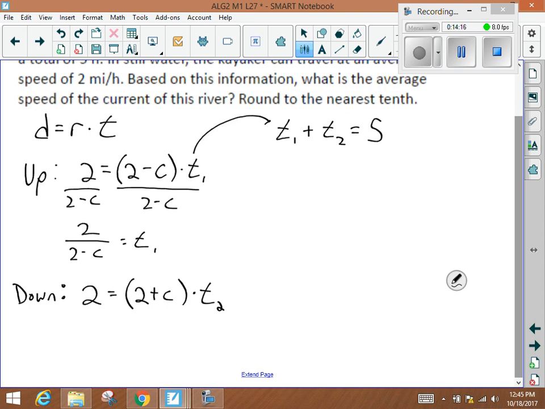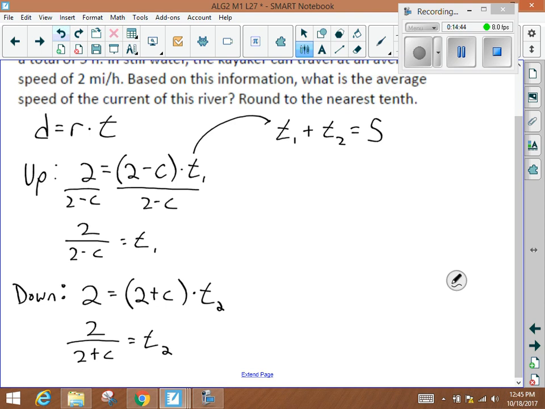I'm going to divide both sides by 2 plus c, in the same way that I divided our previous equation. So there we go. So now I have an equation in terms of time 1 and time 2, and I'm going to go ahead and plug those into this equation that I set up for my total time.